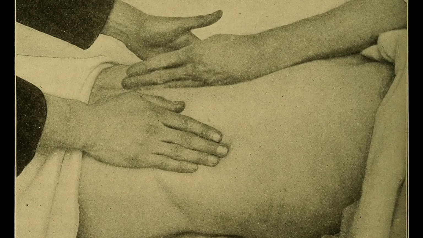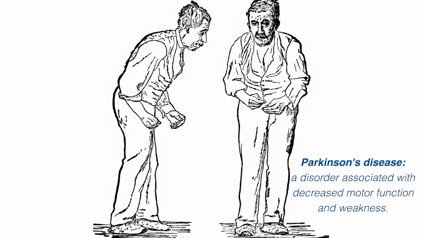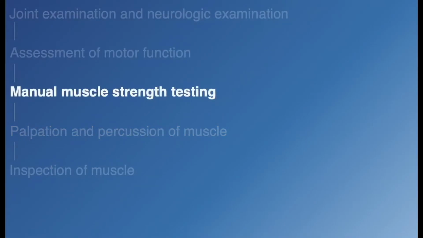Palpation and percussion may provide helpful findings in your evaluation. A good example of the utility of palpation and percussion when evaluating muscle strength or weakness is the increased muscle tone or rigidity that is present in Parkinson's disease, a disorder in which weakness or decreased motor function may be an initial complaint.